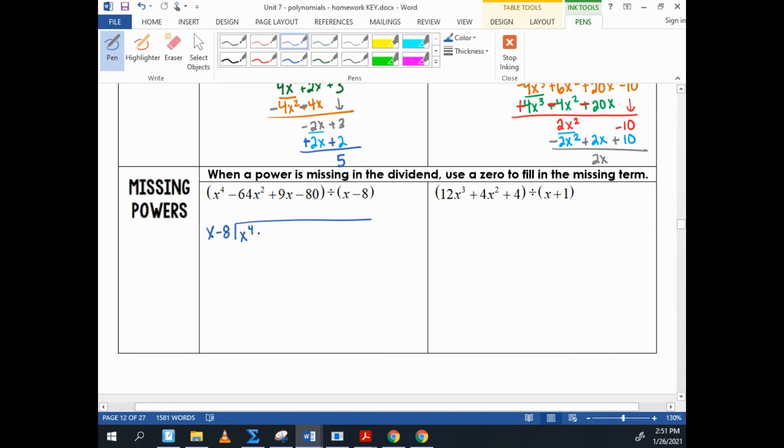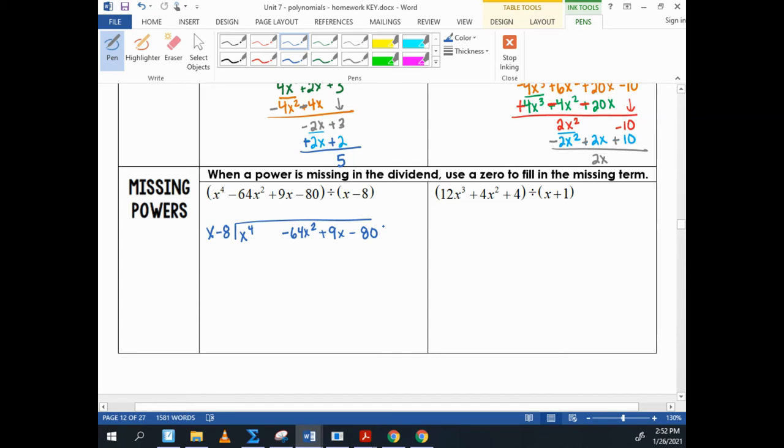Some people like to write 0x to the third, and that's going to come into play on our next page a little bit, but I'm just going to skip a little bit and write this: subtract 64x squared plus 9x minus 80. So you just want to make sure whatever power you start on, you want to kind of represent all the powers going below. So x to the fourth, x to the third, x squared, x, and then our numbers.